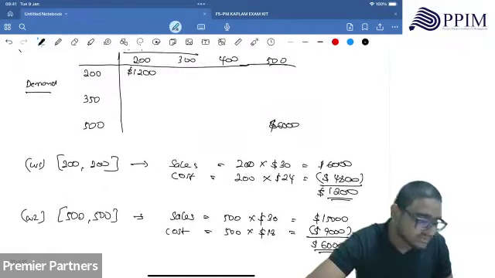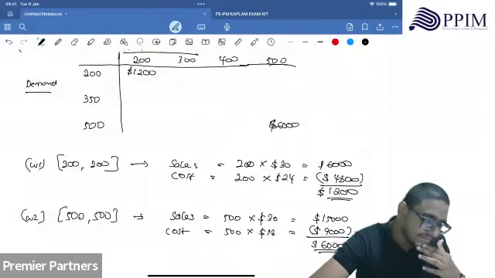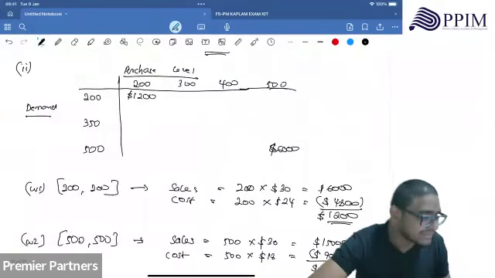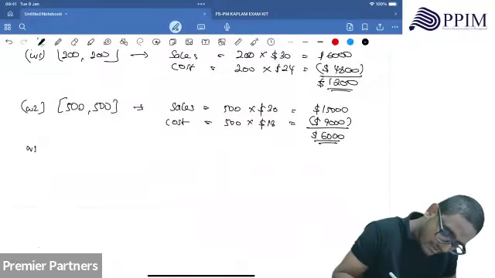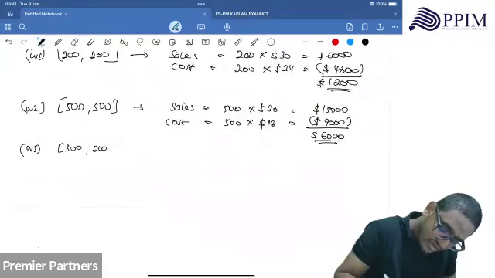Now you have to fill up this table. Shall we do one more example? Shall we do you purchase 300 tickets but sell only 200? Shall we do that? Okay. So working number 3, I purchase 300 tickets but managed to sell only 200.